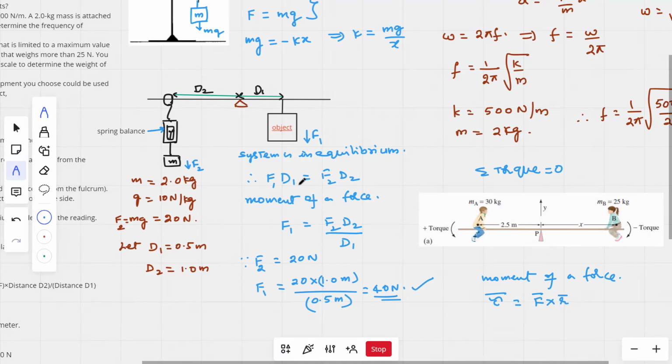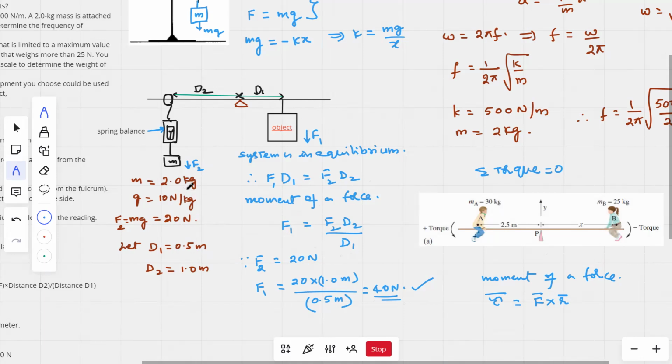Write the condition F1 d1 is equal to F2 d2. F1 is the unknown weight. So F1 is equal to F2 d2 by d1. And then I will substitute the measured values and find out the force, that means the weight of the object.